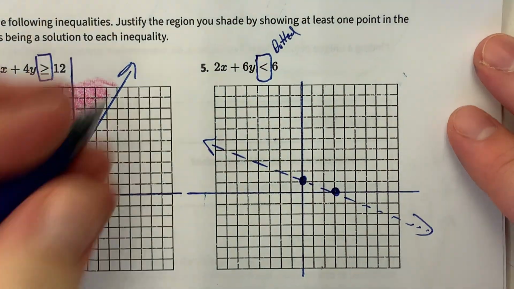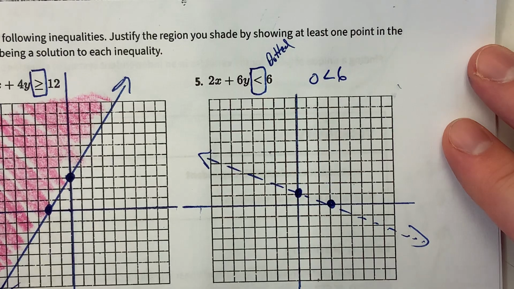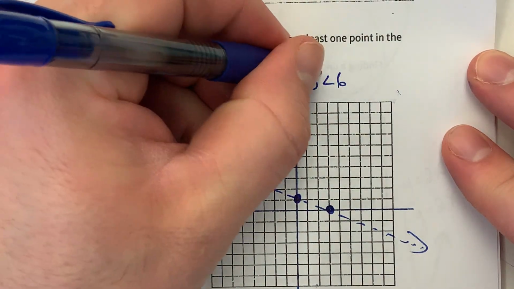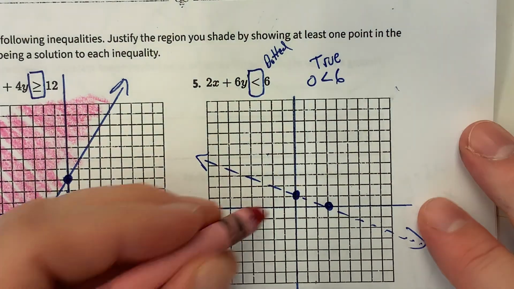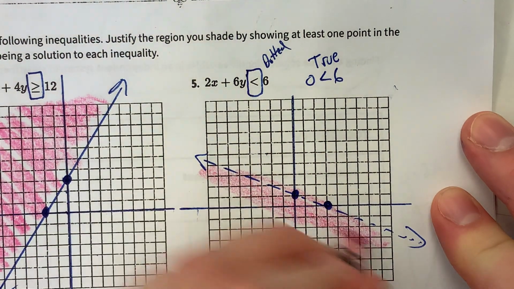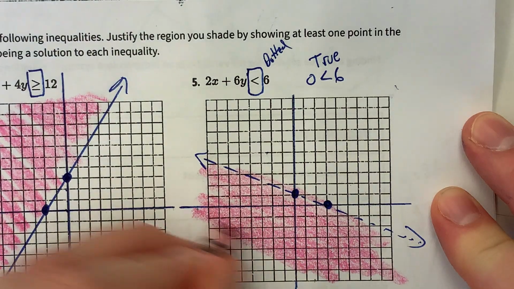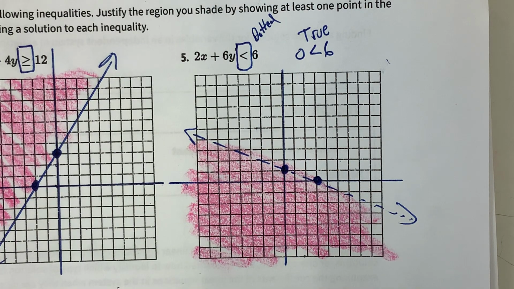Well, we plug in 0, 0. So 0 is less than 6. Is that true or false? It's true. So we're going to shade with the origin. The origin's down here. So hopefully yours looks like this. And if you did, good job. You learned that.